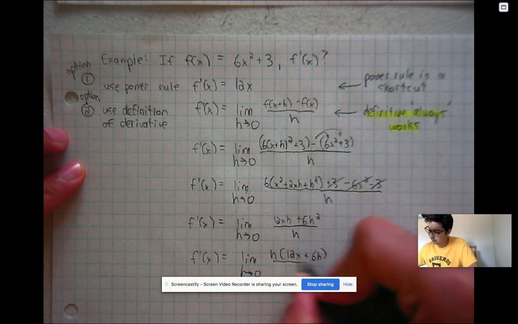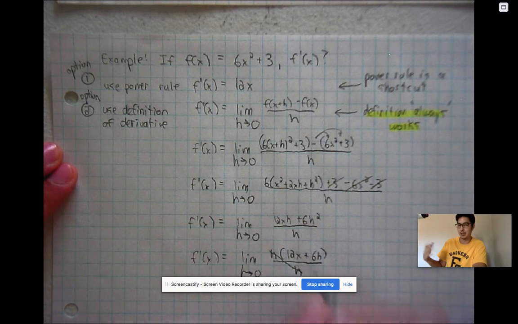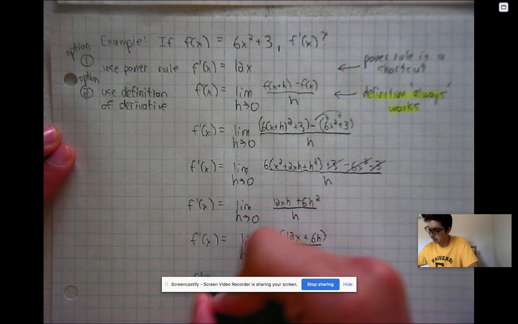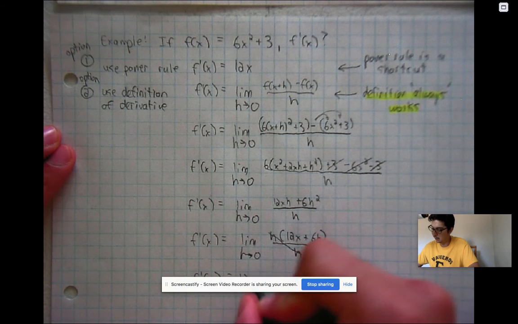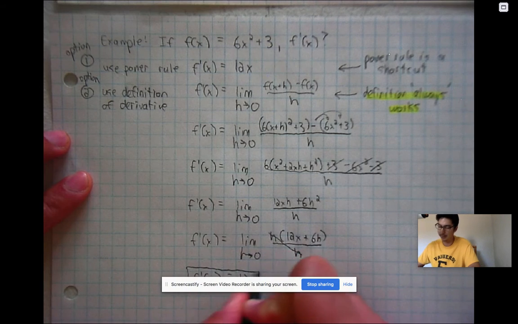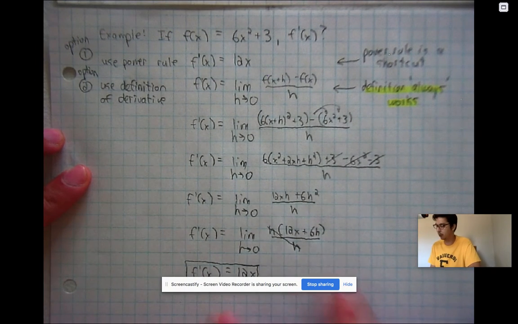And you should always be able to factor out h because you need that bottom h to eliminate. If that bottom h doesn't eliminate, you made a mistake somewhere because you can't plug in 0 to evaluate that limit. So now if you plug in 0 for h, that would go away, and notice you're just left with 12x, which is the same thing we got with the power rule. And you can see why the power rule is a nice shortcut, but this always works, right?